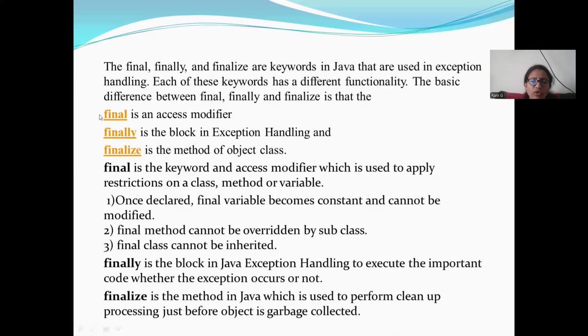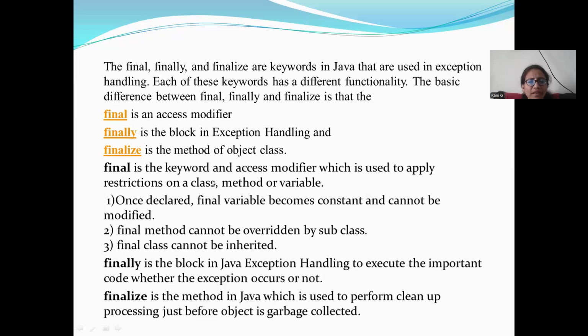One of the access modifiers is the final keyword. Next, the finally block. What is the use of the finally block in exception handling, and what is the finalize method of the Object class? First, we'll see what the final keyword is. The final keyword is an access specifier. It is used to apply restrictions on a class, method, or variable. We can use this final keyword on a class, method, as well as variables.